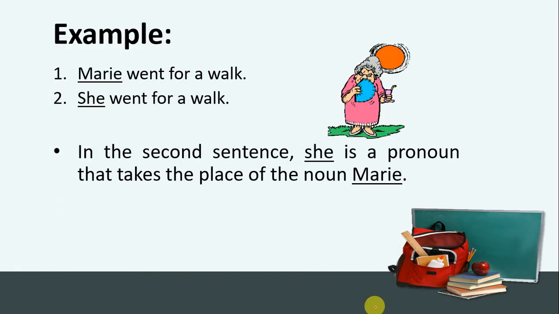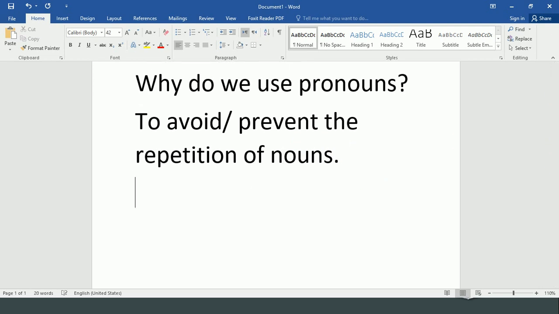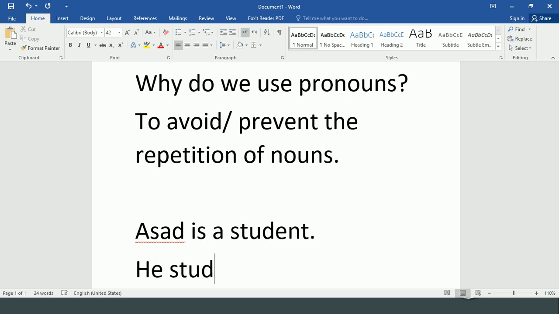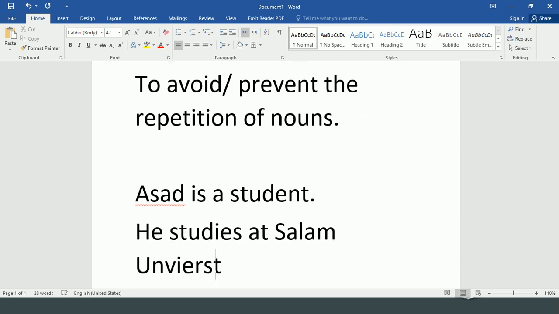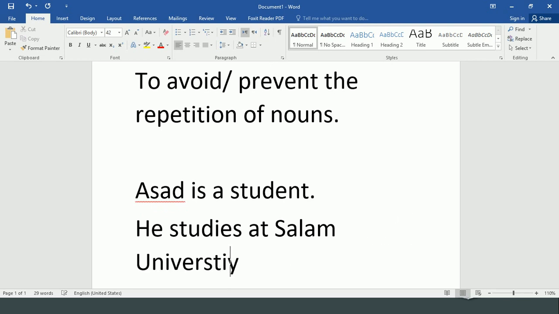I hope you understand how a pronoun is used instead of a noun. For example, let's say I say Asad is a student. I say he studies at Salam University. Who studies at Salam University? Asad is a noun in grammar, and in its place we used a pronoun. Whenever you see another word used in place of a noun, we call it a pronoun, used to avoid repetition.